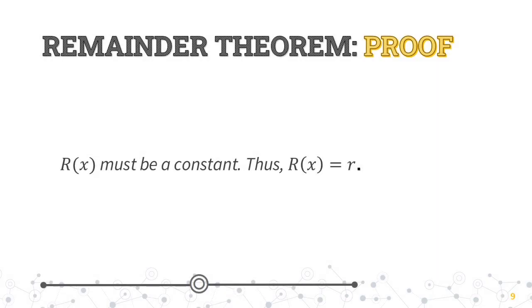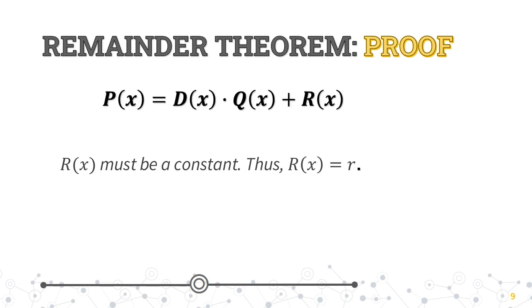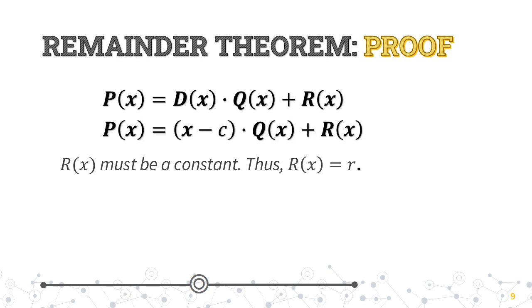And here is the proof of the remainder theorem. Considering the division algorithm, when the dividend p of x is divided by x minus c, we can write it as follows. P of x is equal to d of x times q of x plus r of x. Substituting x minus c to the divisor, we will come up with p of x is equal to x minus c times q of x plus r of x. Since x minus c is of degree 1, r of x must be a constant. Thus, r of x is equal to r.